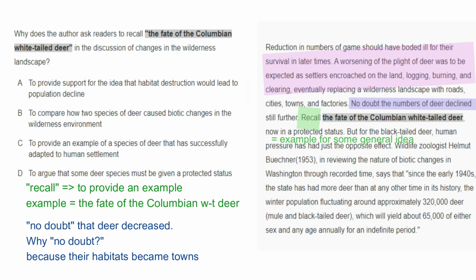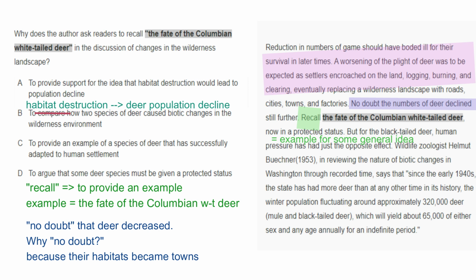A. To provide support for the idea that habitat destruction would lead to population decline. This is the correct option. Recalling the fate of the Colombian white-tailed deer serves as an example supporting the idea that the habitat destruction from human settlement led to declining deer populations. B. To compare how two species of deer caused biotic changes in the wilderness environment. Incorrect. The passage does not compare two deer species causing changes.